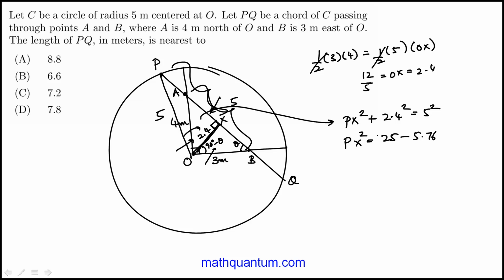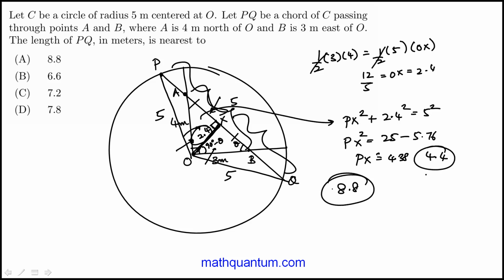And then I just have to take the square root of that, which means PX is 4.38 or approximately 4.4. You would get the same thing for this length QX because that's the radius 5. And in any case, when you draw a perpendicular to the chord, these two segments are equal. So it's going to be twice that, which is 8.8. And that's the answer. But I wasn't able to do it.